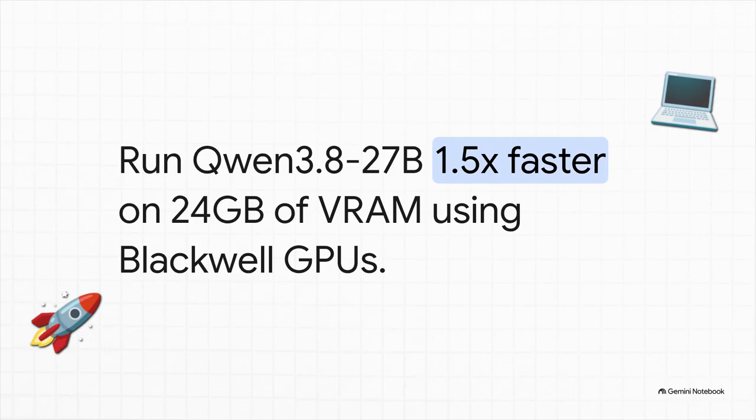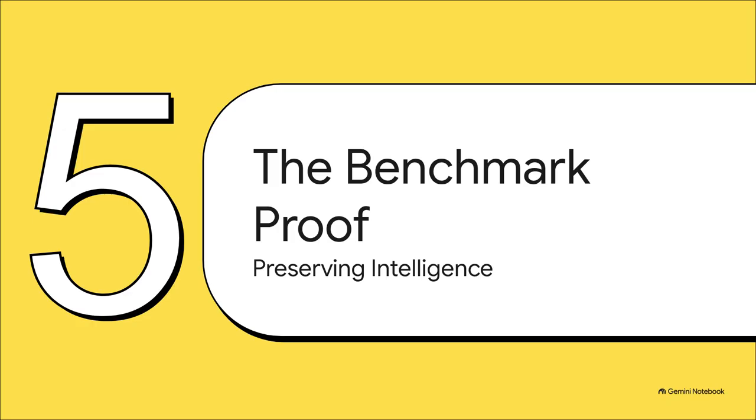And hey, if you happen to be on the absolute cutting edge of hardware, there is an extra gear here. For those running the latest NVIDIA Blackwell GPUs, like the new RTX 50X series, Unsloth offers NVFP4 quants. This specific format allows you to run the Qwen 3.8 27b model 1.5 times faster than standard uncompressed checkpoints, squeezing massive throughput out of just 24 gigabytes of VRAM. It's a pretty remarkable optimization for top-tier machines. Finally, Section 5, the benchmark proof.